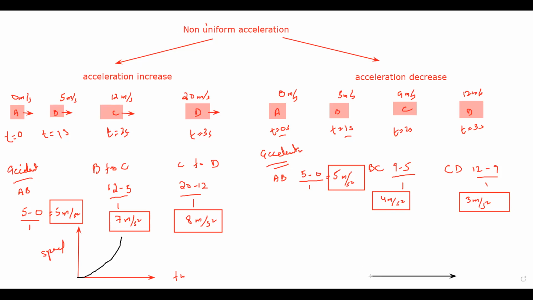The speed time graph. This is a new topic, which is the speed time graph. Yesterday we did the distance time graph. Today we are discussing the speed time graph. So a speed time graph for an object whose acceleration is decreasing. So what will happen? The curve will be like this, the angle will decrease, or it will get less steep.